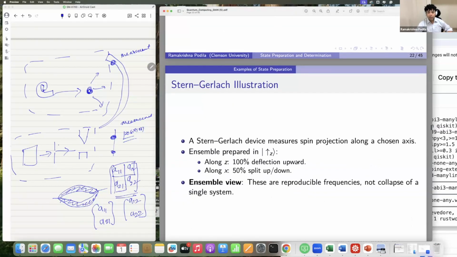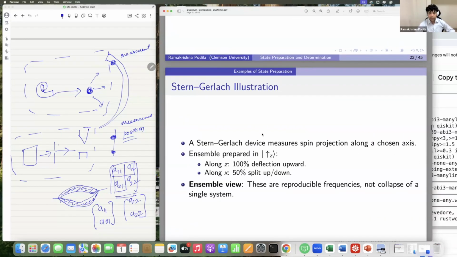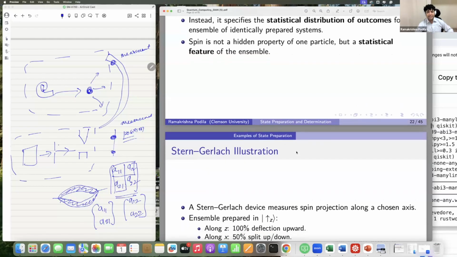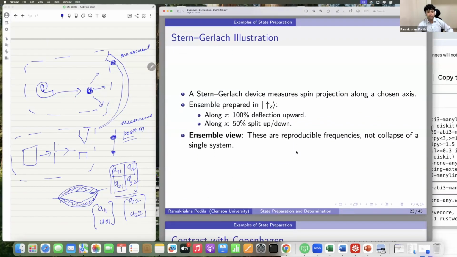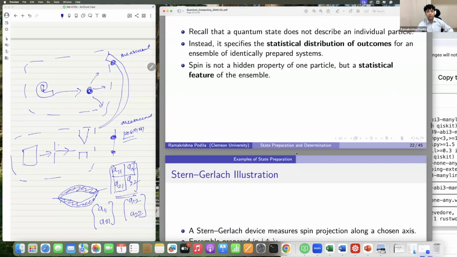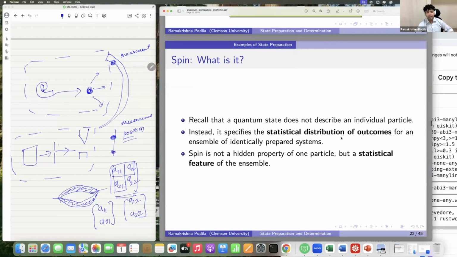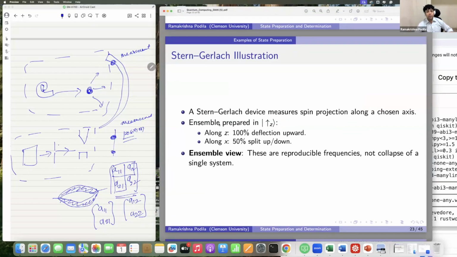So we were talking about the Stern-Gerlach experiment, that you could use as a preparation technique, right? If you put the magnetic field along the z direction, so let us say this direction is the z direction as shown here, then you get this up and down with respect to that particular direction along which we have the magnetic field, right?